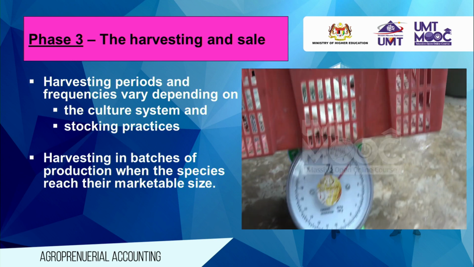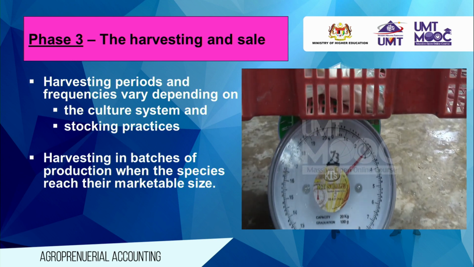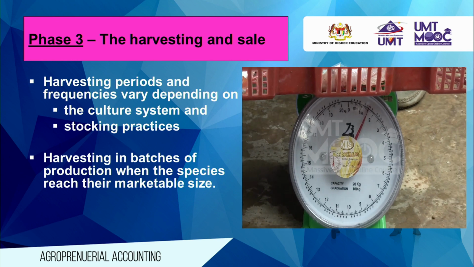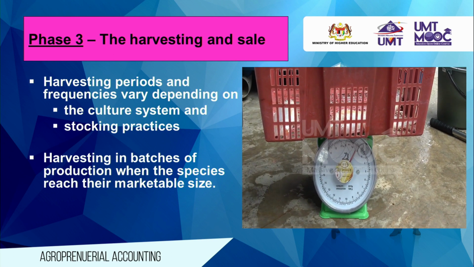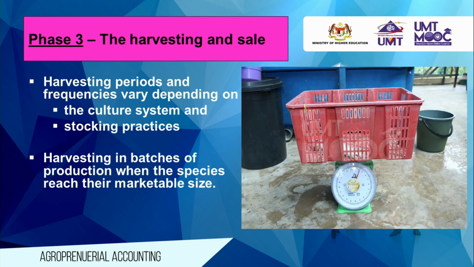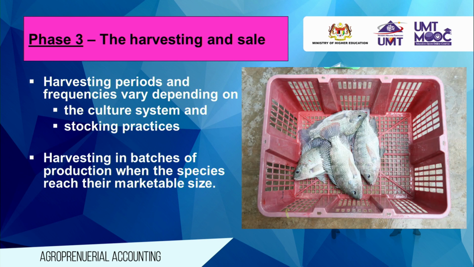Therefore, the harvesting technique relates to the growing stage. Harvesting tends to be in batches of production when their species reach their marketable size. After the culture being harvested, they are collected as stocks to the business, and that's the end of the production life cycle.